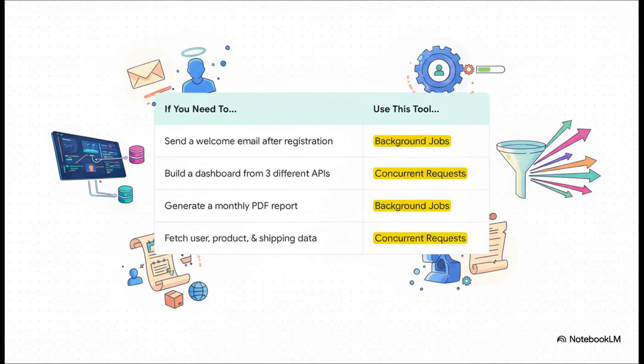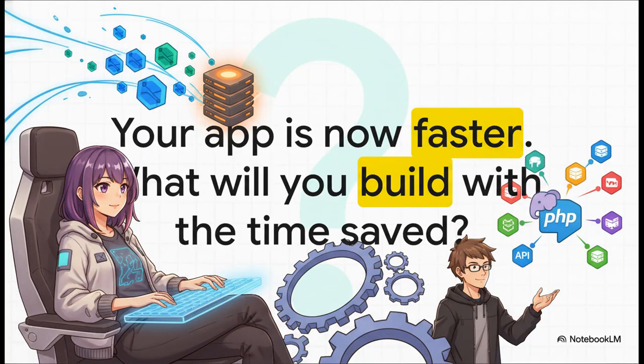But if you need to build a dashboard right now by hitting 3 different APIs to render the page, you use concurrent requests. The deciding question you should always ask yourself is, does this need to happen before the user sees the next page, or can it happen later? It's that simple. So by picking the right tool for the job, you can pretty much eliminate these common bottlenecks and build applications that feel incredibly fast and responsive. The real question isn't just about performance, though. It's about what new features, what better experiences you can now build for your users with all that time you've just saved.